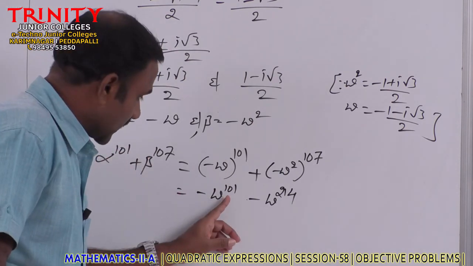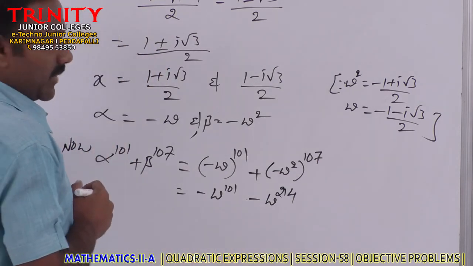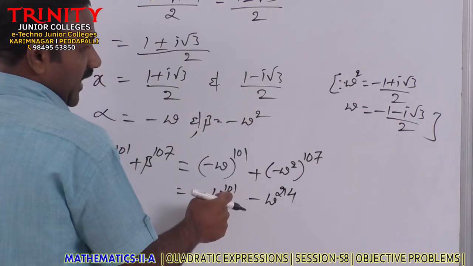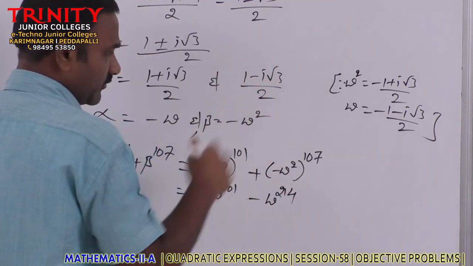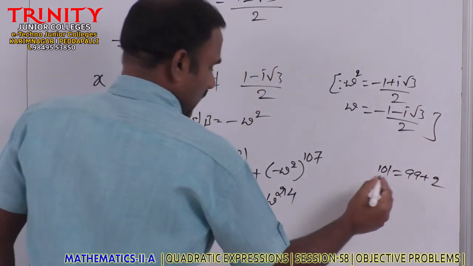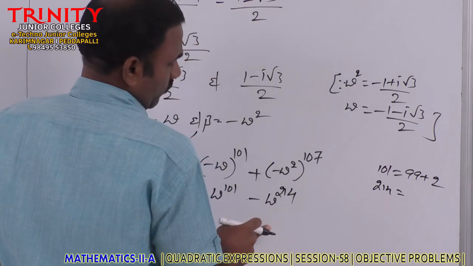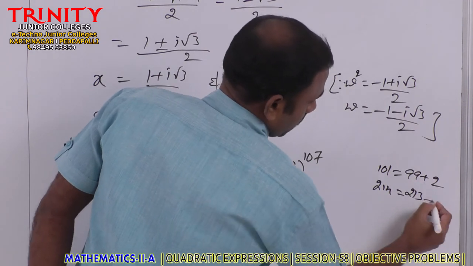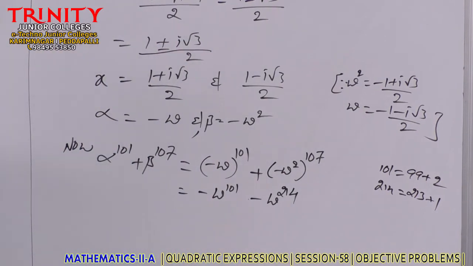You have to write 101 as, already we did problems like this, so many problems in complex numbers and De Moivre's theorem. 101 you write as a multiple of 3, 99 plus 2, and 214 as a multiple of 3, 213 plus 1. Then you will get the required result.